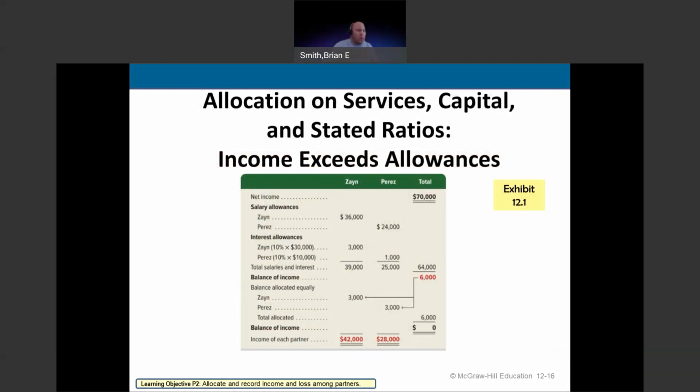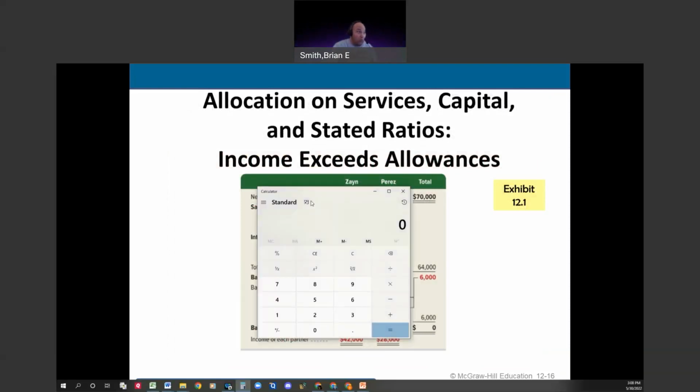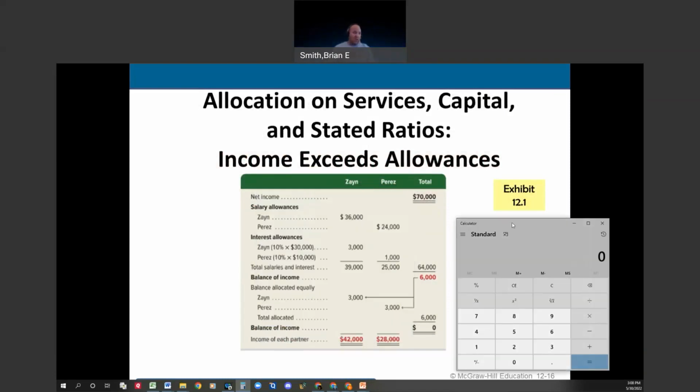Now, typically I'm going to pull up my calculator because we want to monitor this. Sometimes we may be allocating a loss at the end. So we're going to take the 70,000 and subtract out the 36,000 and the 24,000. That's going to leave us $10,000 that we need to allocate based on interest now. Interest is going to be 10% of each of their capital accounts. So we're going to give 3,000 to Zane and 1,000 to Perez for a total of 4,000. So that's going to leave us $6,000.